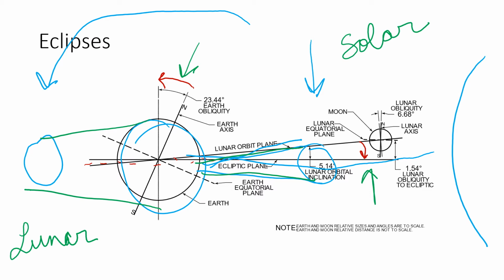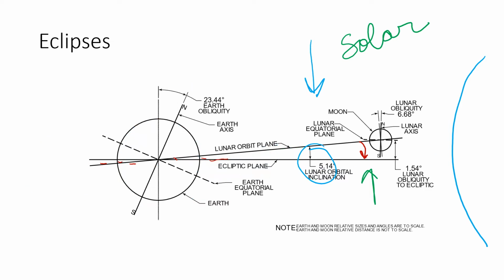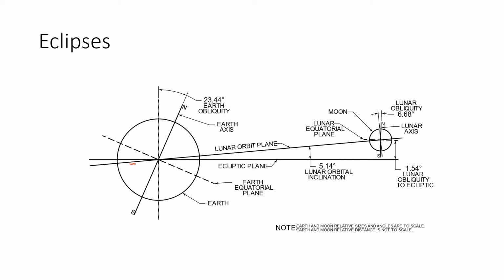Because we have this crazy situation, I'm going to remove all this for right now. Because we are tilted, and there is an inclination to the lunar orbit, we only have eclipses maybe 2 times a year, 4 times a year, something like that. If you have a solar eclipse, you will also have an accompanying lunar eclipse about 2 weeks later. It's kind of a cool thing.